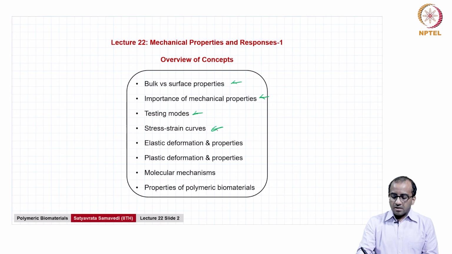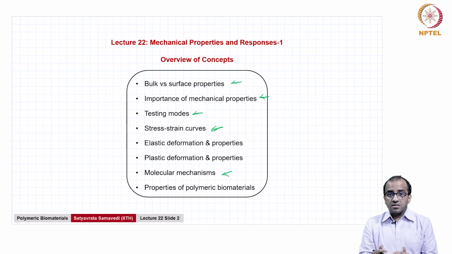We will also look at molecular mechanisms. Essentially, when you test a material mechanically in some form or fashion, you are measuring bulk properties, but you can relate that to specific changes that occur in the microstructure of the material. And as part of molecular mechanisms, we will try and map out some of those changes to the microstructural changes that occur at a much smaller length scale. And then at the end, we will look at some mechanical properties of polymeric biomaterials for some specific polymers that we have already looked at in this course in some detail.